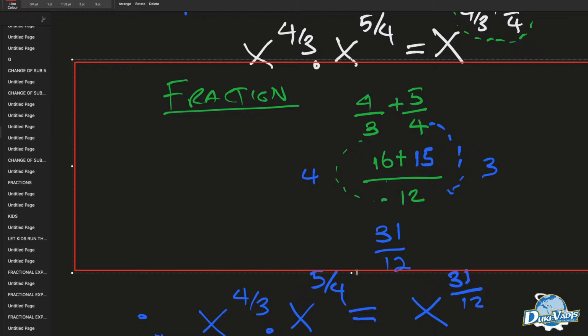Okay, so that is 31 over 12. So meaning the addition of the fractions gave us 31 over 12. So that is the final answer.